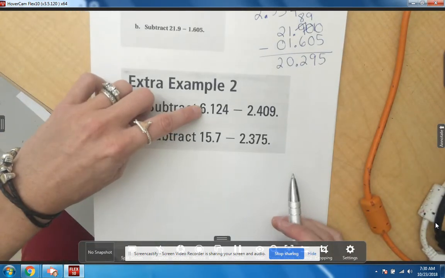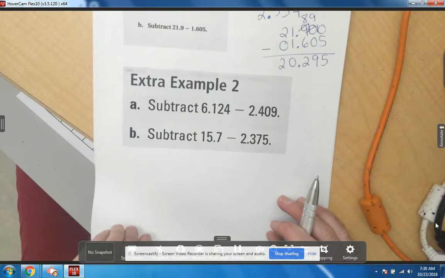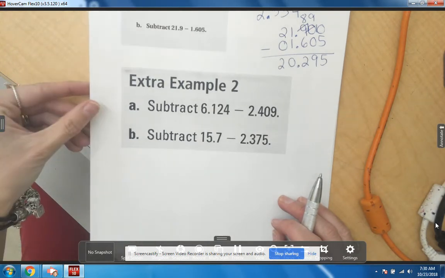The first number has to go on top. Line up your decimals, line up your place values, add zeros if you need to.